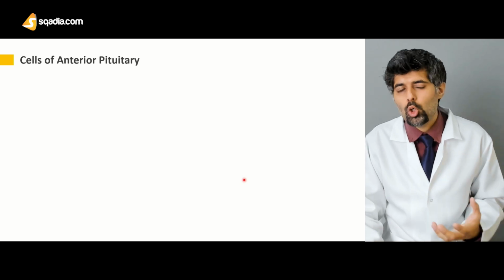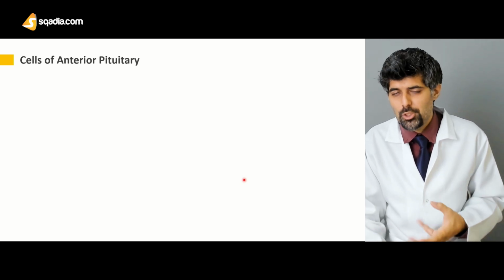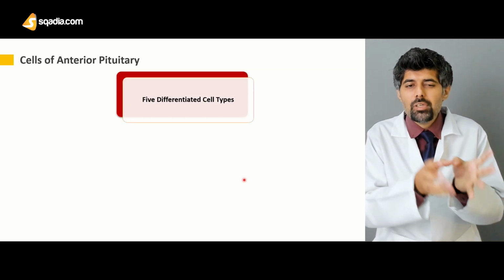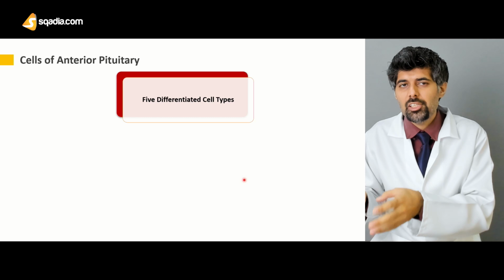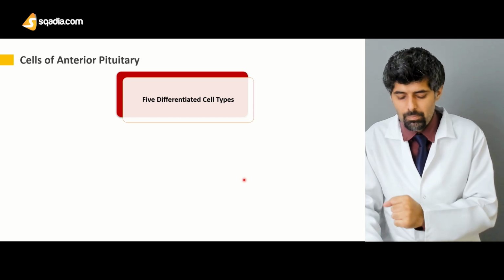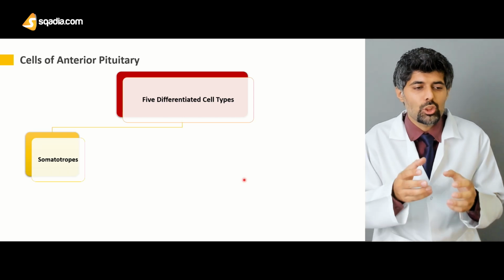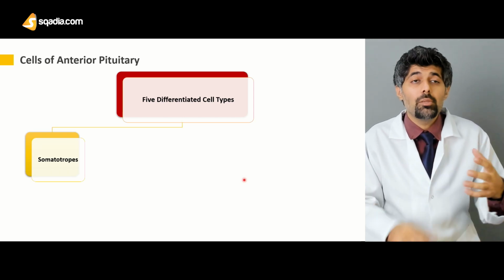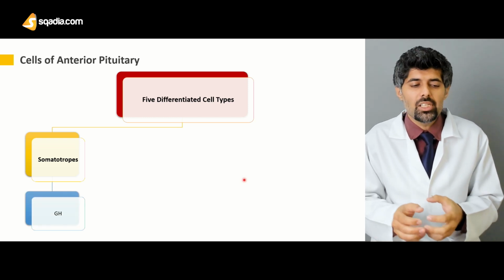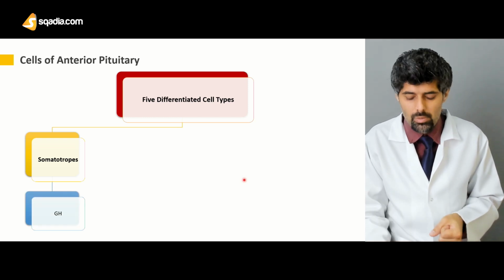Next, we'll talk about the cells of the anterior pituitary and how they are named. Now, there are five differentiated cell types which are found in the anterior lobe of the pituitary. These are the somatotropes, being the most common type, and somatotropes are the ones which release the growth hormone.